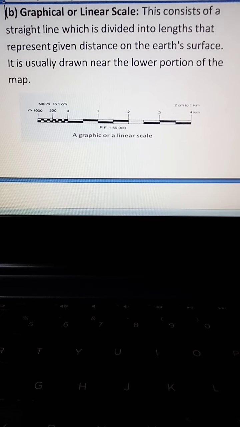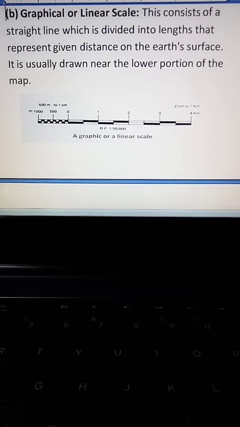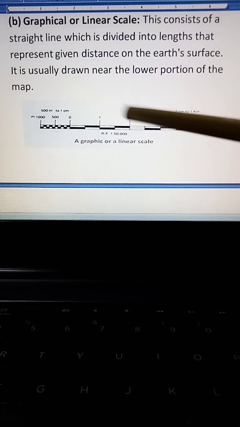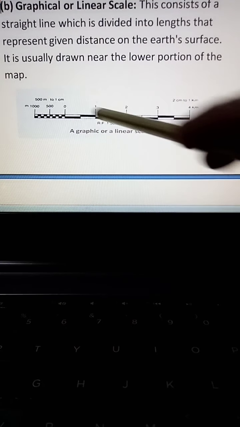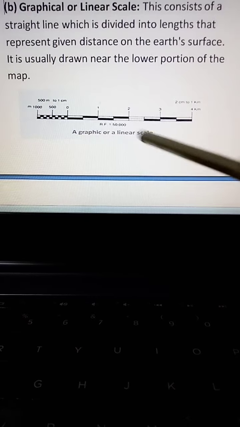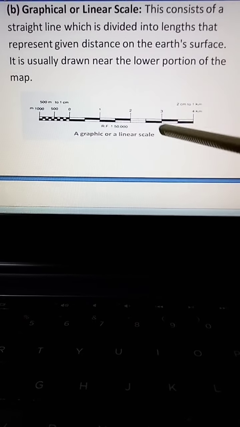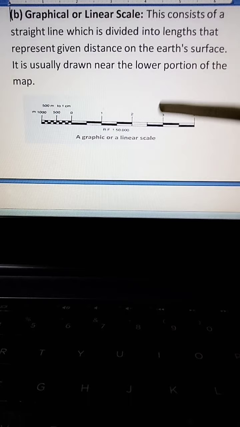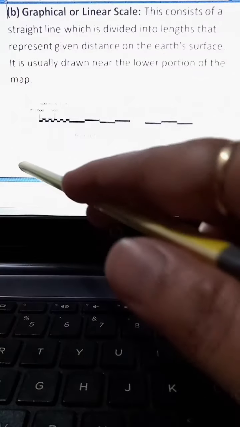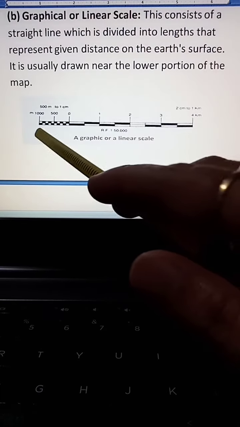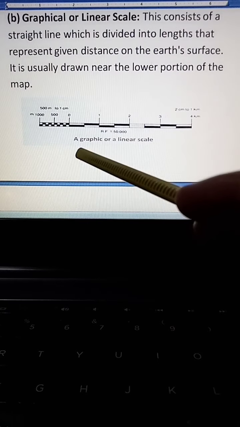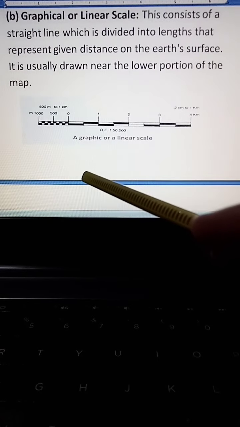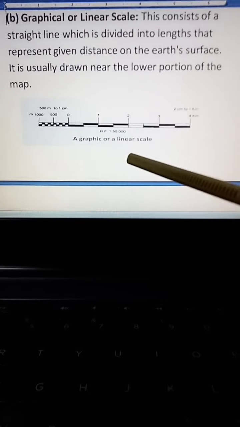A graphic scale has two parts. The part to the right of the zero is called the primary scale. It shows the full unit measure. For example, it can be a kilometer or miles. The part to the left of the zero is called the extension scale. It is divided into tenths of the unit of measure and is used for measuring smaller distances.